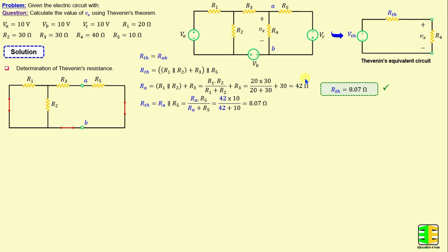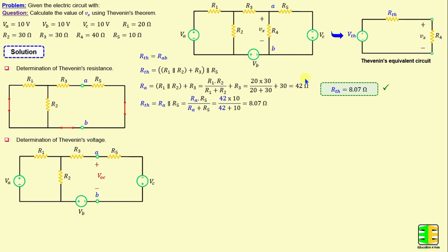After finishing the determination of the Thevenin's resistance, we proceed to calculate the Thevenin's voltage. The Thevenin's voltage is basically the open circuit voltage calculated between terminals A and B when R4 is disconnected. To find the open circuit voltage VOC, I will apply the mesh analysis method. I will consider this mesh 1, this is mesh 2, and this is mesh 3. I1 is the current in mesh 1, I2 is the current in mesh 2, and I3 is the current in mesh 3.